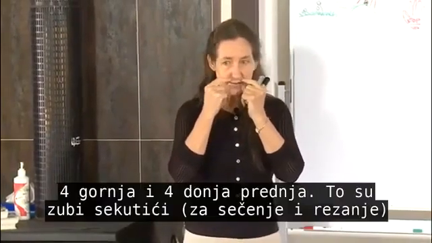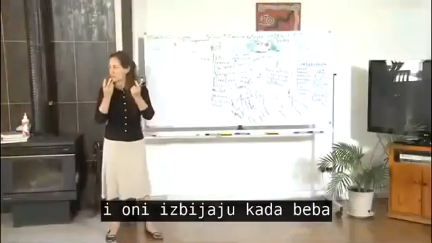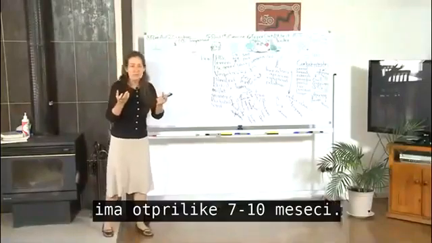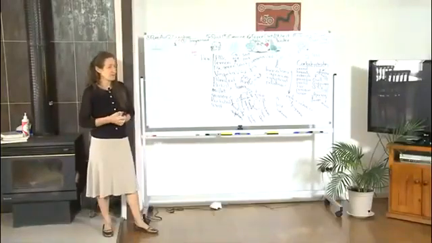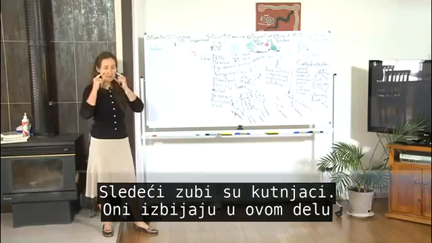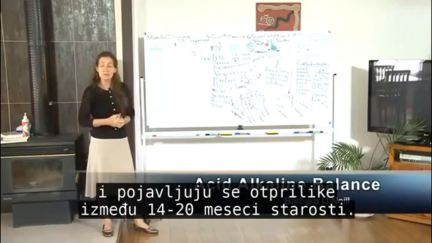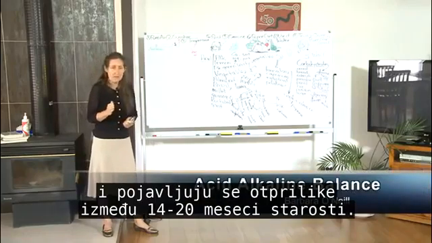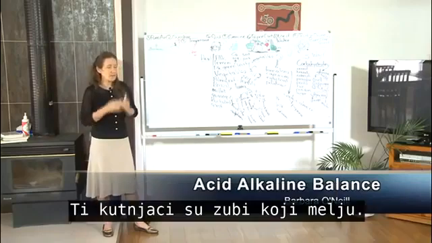The fact is that the first teeth are the 4 up the top and the 4 down the bottom. They're tearing teeth. And they come when a baby's between 7, 9, 10 months of age. The next teeth are the molars. The molars come through here and they appear between 14, maybe 20 months of age.